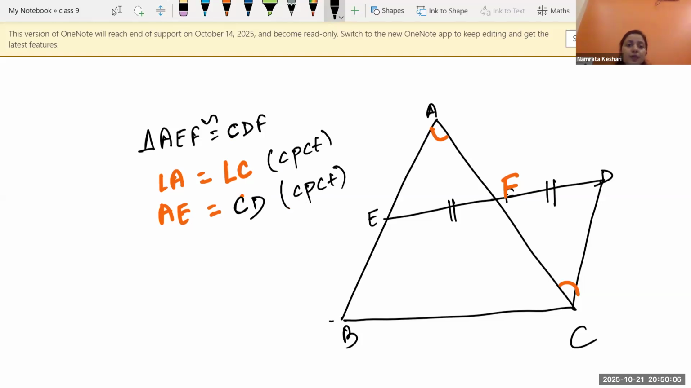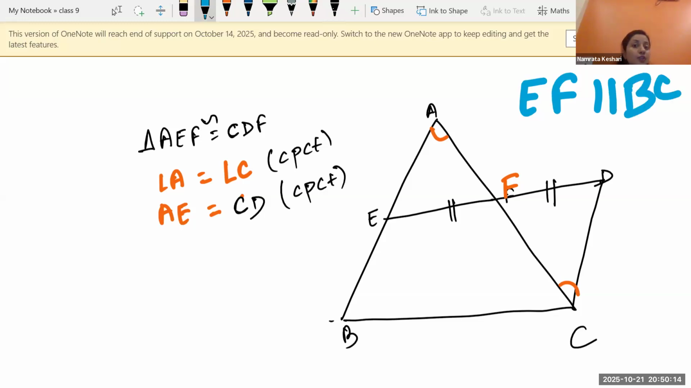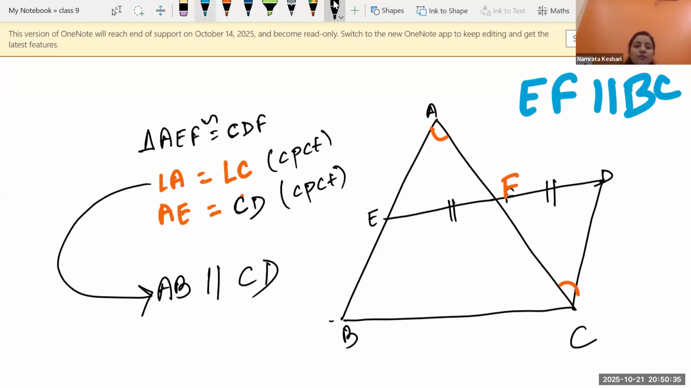Yes, ma'am. Okay, I'm writing in bold what exactly we need to do here. We need to prove these two are parallel. We will not forget that. While doing everything, we will keep in mind that we are supposed to prove that EF and BC are parallel. Now from this, angle A and angle C are the same. From here, can we say that AB is parallel to CD? Yes or no?